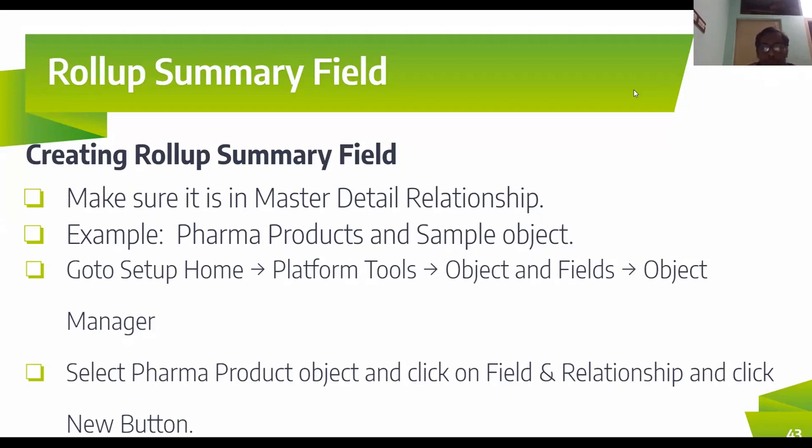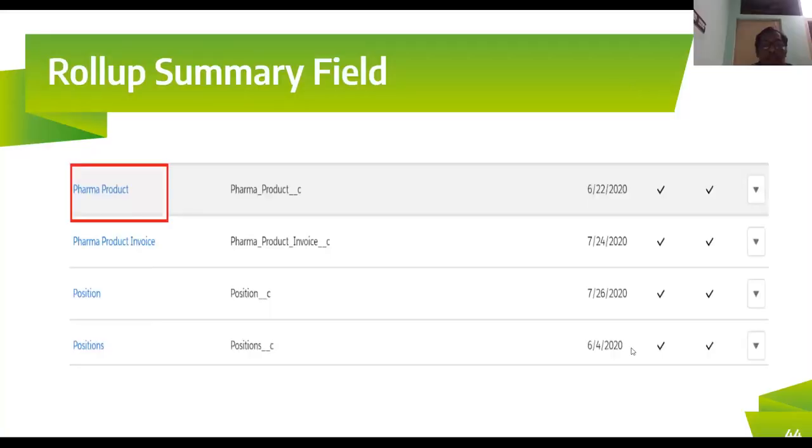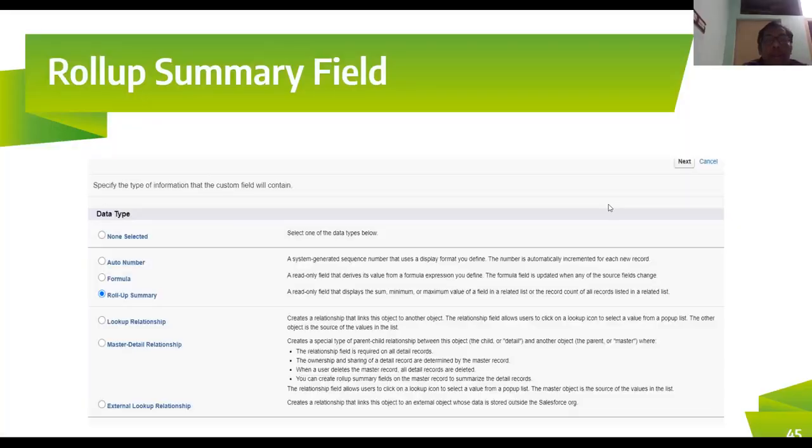So how do we proceed? First we go to Setup, Home, Platform Tools, Objects and Fields, then Object Manager. Then you select the Pharma object. For rollup summary, we select the primary object, that is the master object, click on Fields and Relationships, and click on the New button. Otherwise, you go to the quick find box, type Pharma products, and it will list. You can select it, and it will take you to Fields and Relationships.